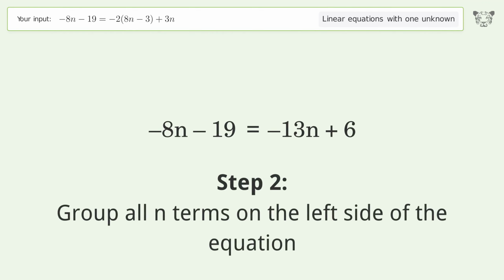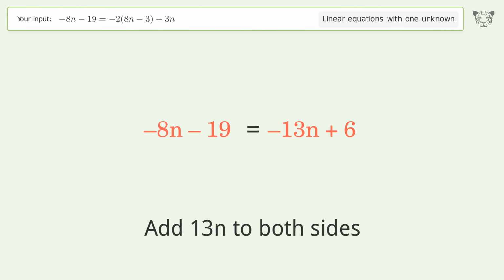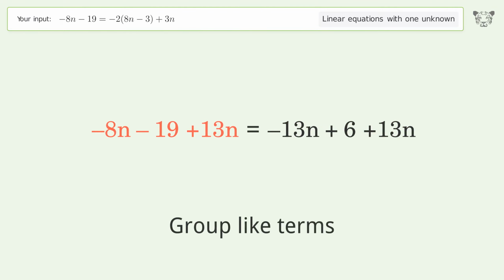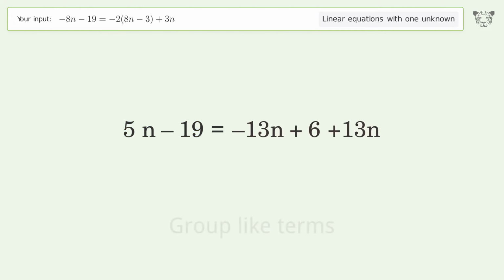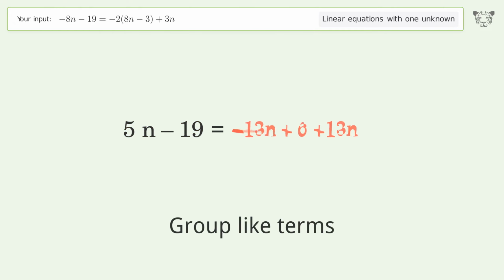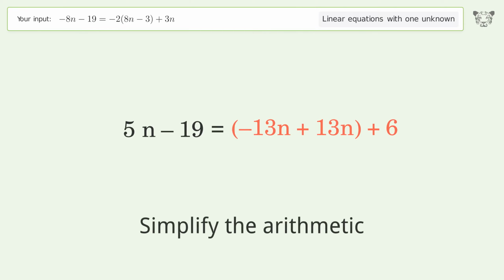Group all n terms on the left side of the equation. Add 13n to both sides. Group like terms. Simplify the arithmetic. Group like terms. Simplify the arithmetic.